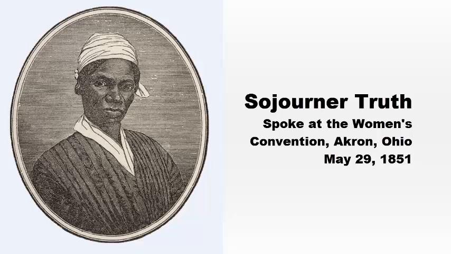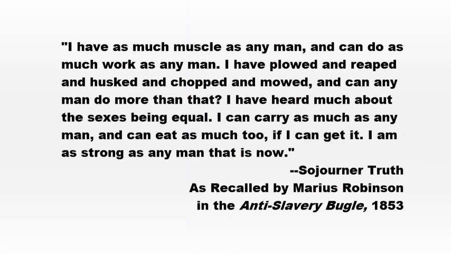On May 29, 1851, Sojourner Truth spoke at the Women's Convention in Akron, Ohio. Because she was not able to read or write, she spoke extemporaneously, which means that what she actually said was not written down until later. One person in attendance at that convention, Marius Robinson, published this account 2 years later in the Anti-Slavery Bugle.